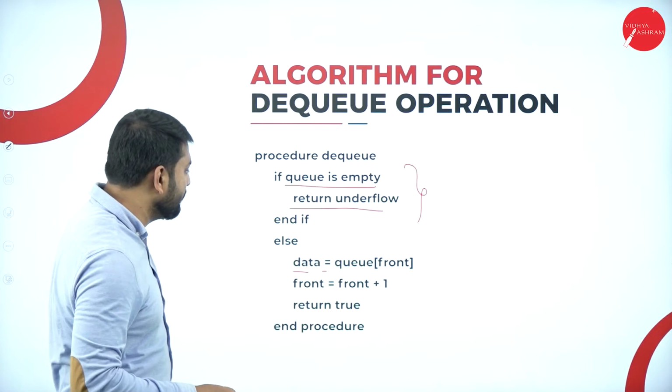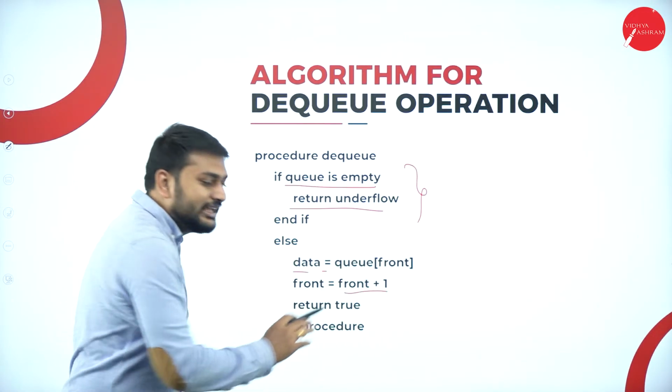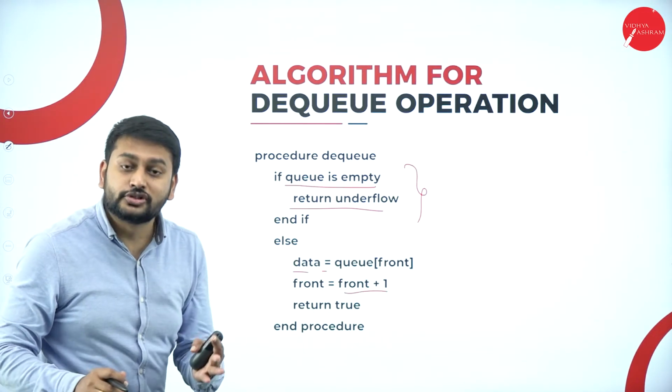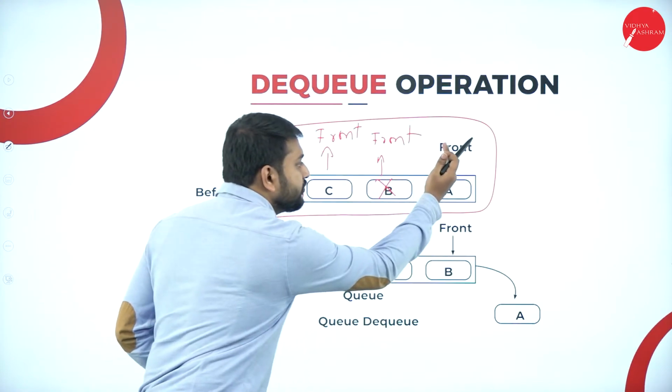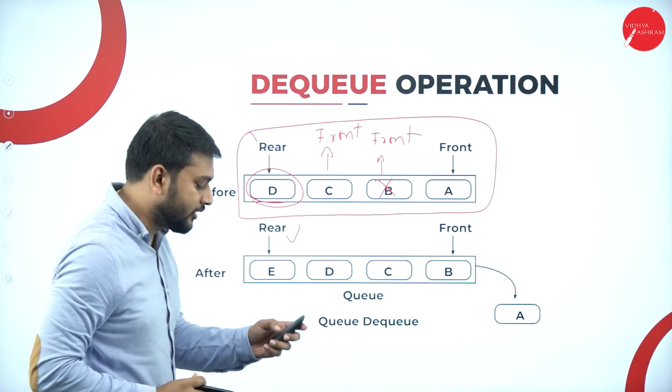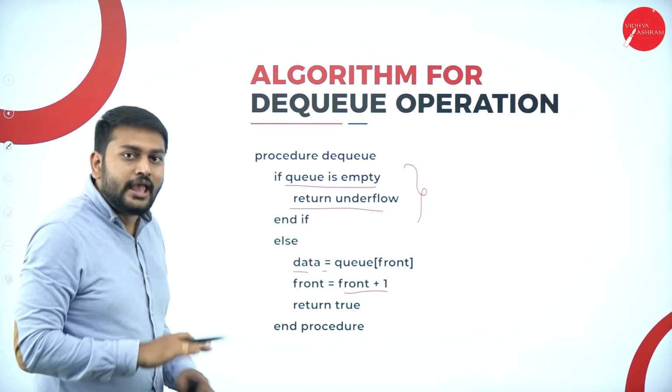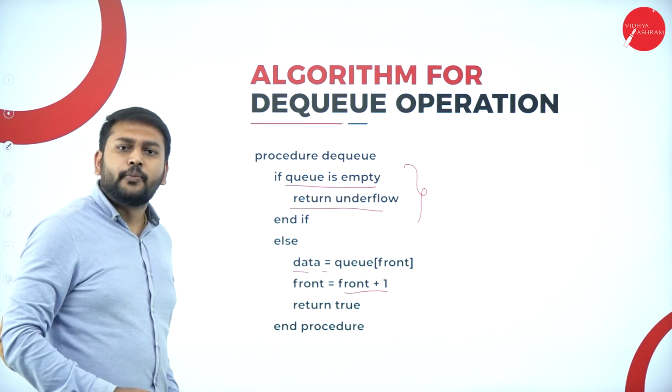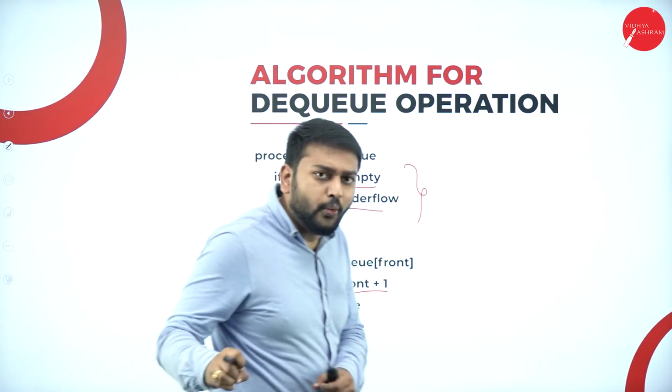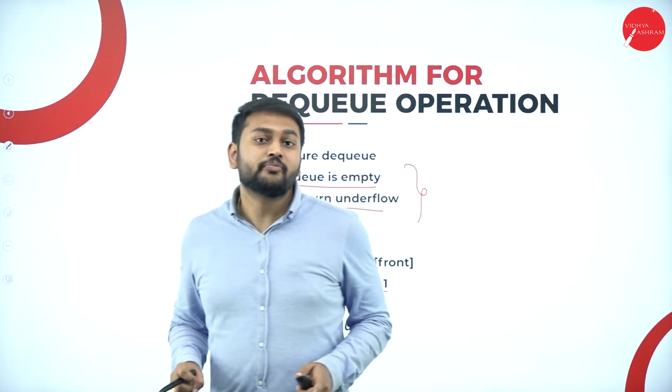Then after that, observe, I will increment the front pointer by 1. So that is what I'm trying to do here. From here, I'm incrementing the front pointer. Then after that, return true and successful. That's the operation that you are performing to delete an element from the queue.